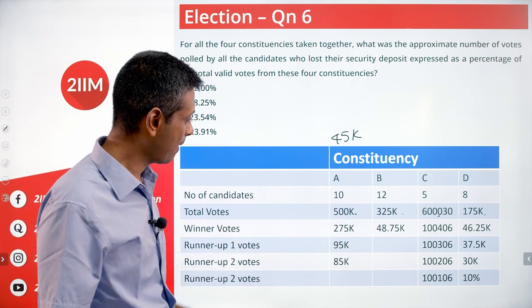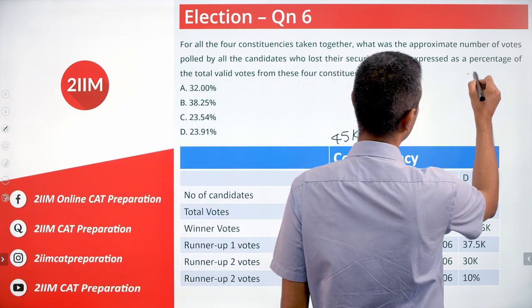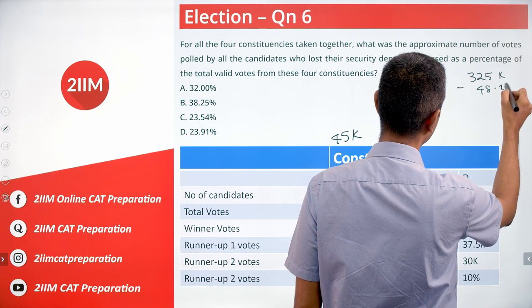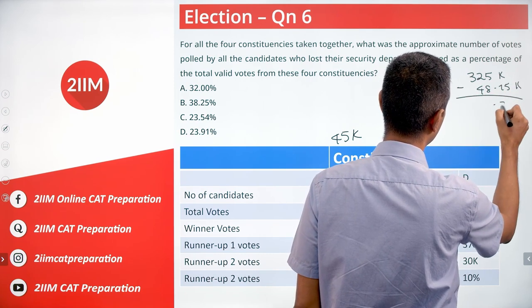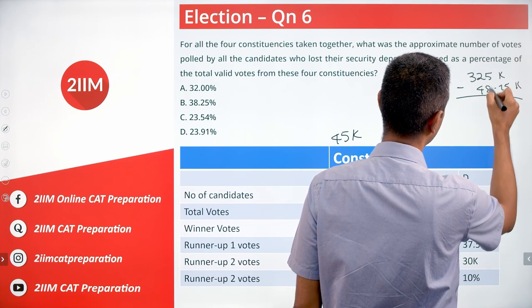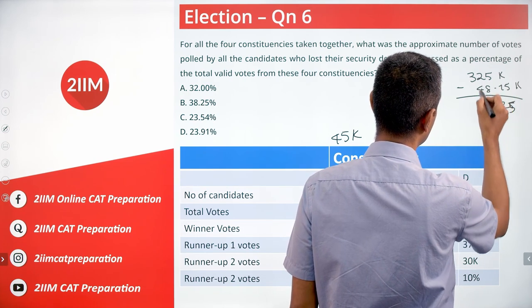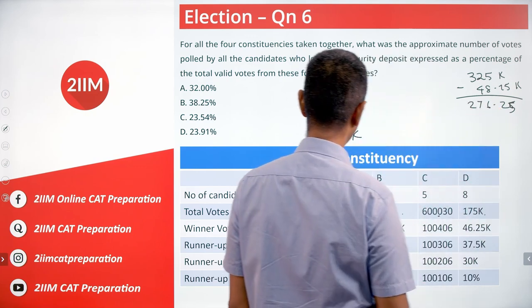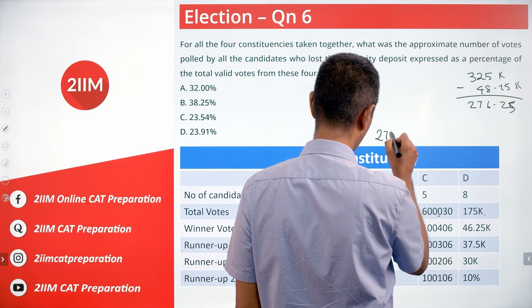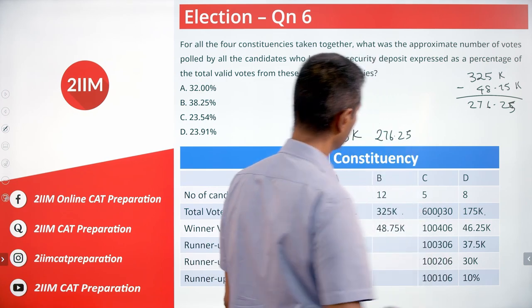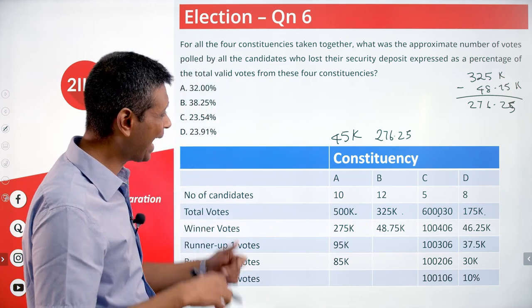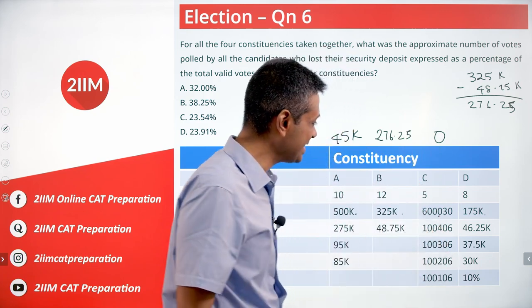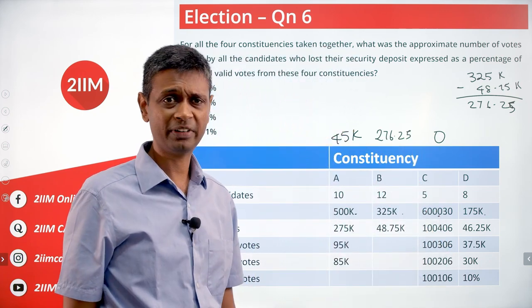So 325K minus 48.75K. This is 0.25. 14 minus 8 is 6. 11 minus 4 is 7. 276.25. Lovely. In C, everyone got their security deposit back. That is 0. In D, it is 35% of 175K.